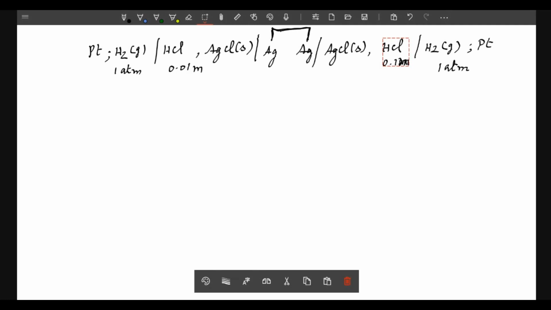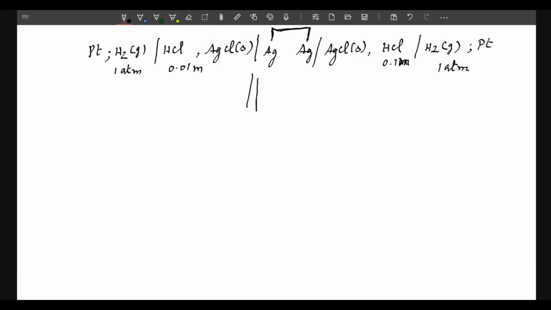Okay, sir. Whether it is a cell with transference or a cell without transference: in between the two electrolytes, the silver chloride and silver is a metal-insoluble salt electrode. We call this a metal-metal insoluble salt electrode. We will see what types of electrodes are present. And this electrode type is acting as a salt bridge between these. Now forget this, and think that this metal-metal salt electrode is acting as a salt bridge. Therefore, there is no direct diffusion of HCl from the concentrated cell to the less concentrated cell. Therefore, this is a cell without transference.